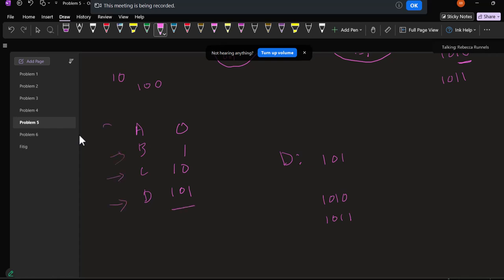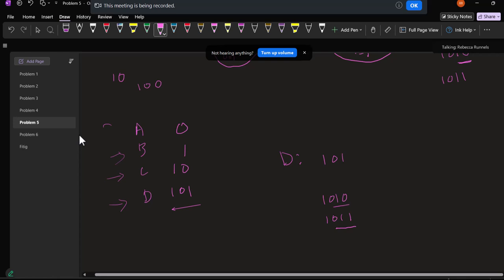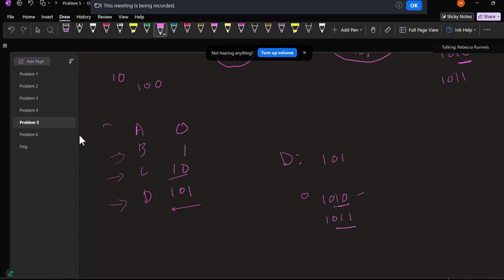Start with D. Are my last three digits 1, 0, 1? Not for either of them, so I'm not in state D. Are my last two digits 1, 0? Yes. So if I got a 0, I'm going to state C. Is my last digit a 1? Yes. That brings me to state B. If I don't have any of those things, then I'll be in state A.